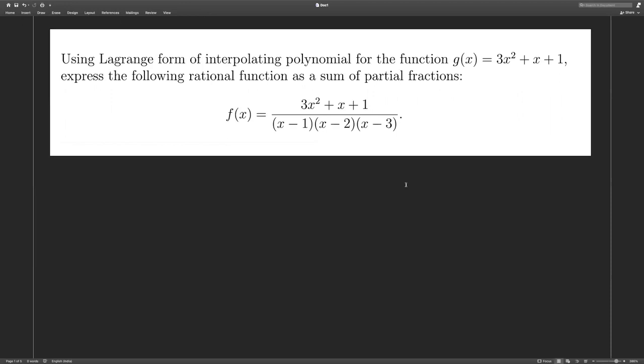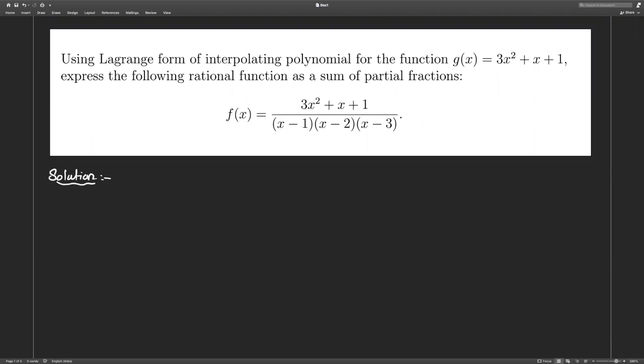Let us consider this problem. I think this problem is not there in your exercise. Let us take it as an extra problem. In this, we have to use the Lagrange form of interpolating polynomial for a function given by g of x equal to 3x squared plus x plus 1. Using this, you have to express the following rational function as a sum of partial fractions. This is a simple application of Lagrange interpolation form. Let us see how to do this.